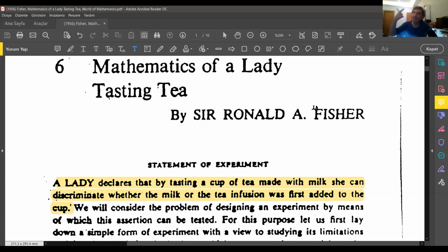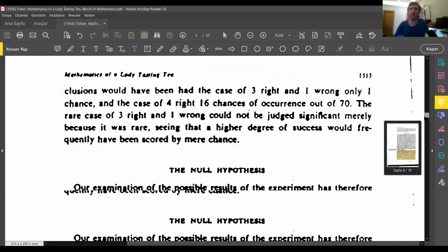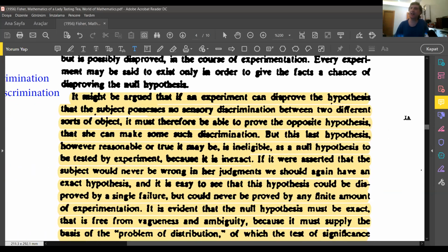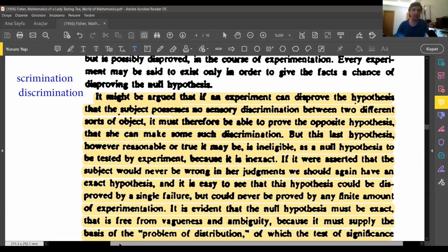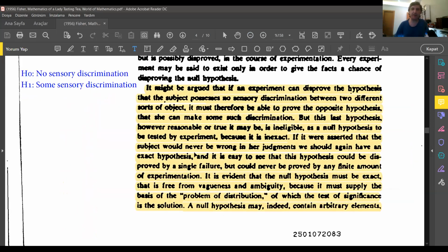And this is what Ronald Fisher would like to test. Can I come up with a statistical method to test this hypothesis, whether there is some truth in what this lady is saying, or this lady is totally a fraud? This is the thing that Fisher is trying to determine. The whole paper is about that. And this is basically the hypothesis test concept that I've already talked about, because he is the guy who came up with hypothesis testing.